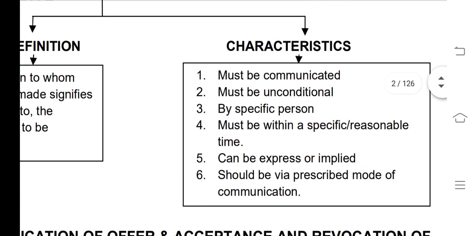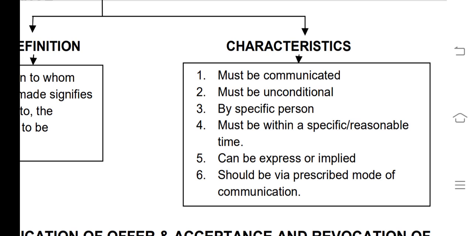There are also certain characteristics, or you can say essentials, of a valid acceptance. Acceptance must be communicated. In the same way, when we talked about the validity of an offer, the essentials of a valid offer, you have to say an offer must be communicated. In the same way, acceptance must be communicated.